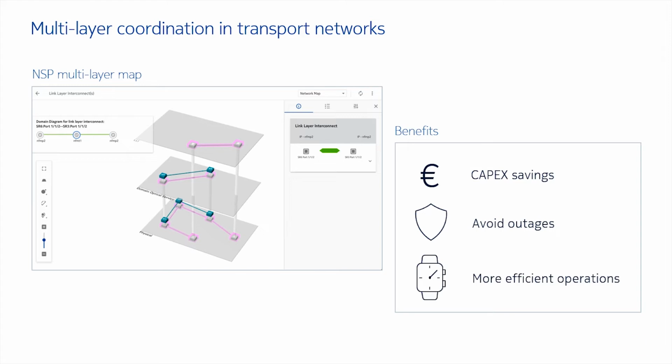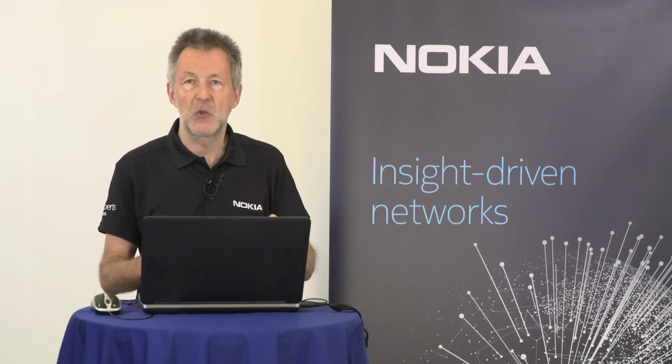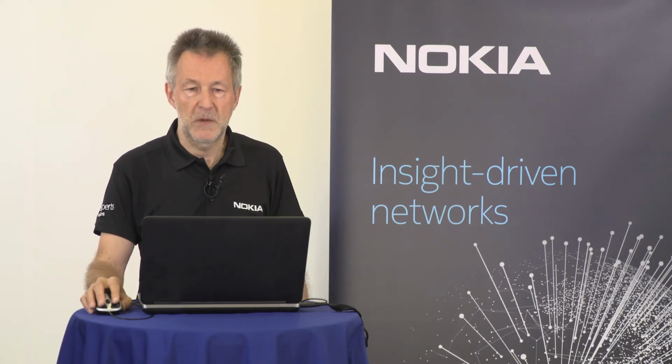And last but not least, there are more efficient operations. So how can you streamline your operations? Streamlining your operations is very important, and you have many use cases. One of them is coordinated maintenance. If you want to put an optical fiber into maintenance, we have the ability to check the IP traffic very easily, and this avoids traffic hits because you can proactively reroute the traffic. Now I'm going to demo this use case.